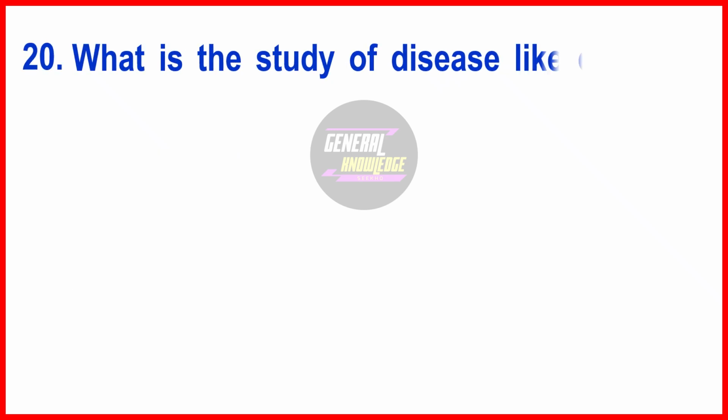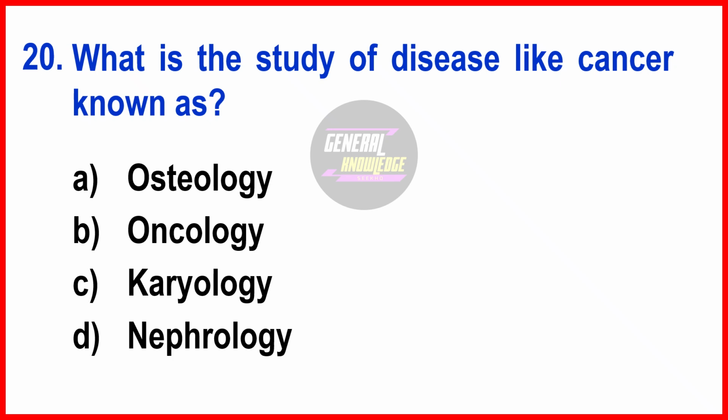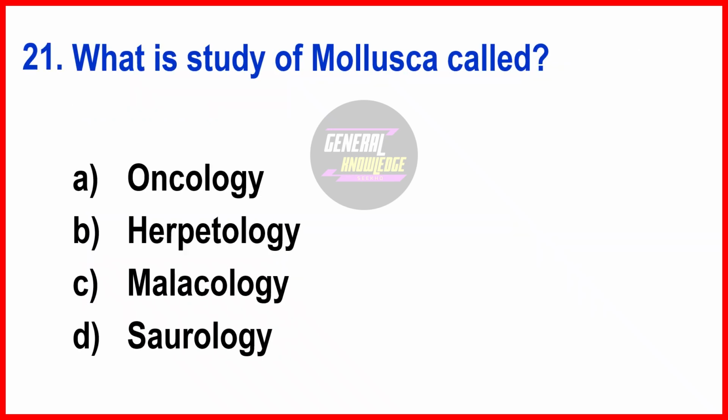Question number 20. What is the study of disease like cancer known as? The right answer is option B, oncology. Question number 21. What is study of mollusca called? The right answer is option C, malacology.